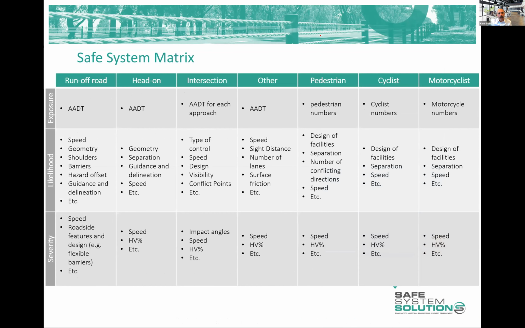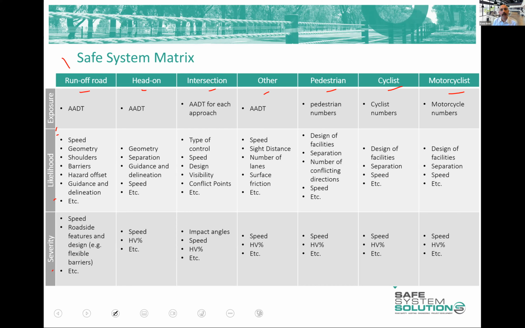So this is the safe system assessment matrix, and a matrix is just a fancy name for a table, essentially. You can see here that we've got the same crash types that I mentioned: runoff road, head-on, intersection, other, pedestrian, cyclist, motorcycles. Then we've got three rows: exposure, likelihood, and severity. That's why we were banging on about it so much, because you need to categorize in order to do the assessment. Now, let's go back to these crashes.